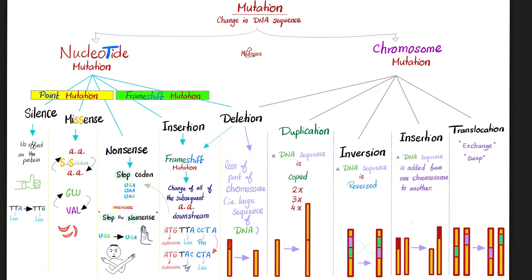Next, instead of having CCT, you only have C, T, and you borrow the next one, which is A. You shift the frame, and CTA will not give you proline. It will give you leucine. And so on and so forth down the road.